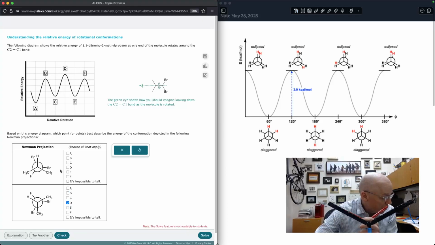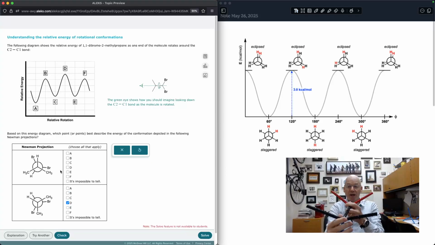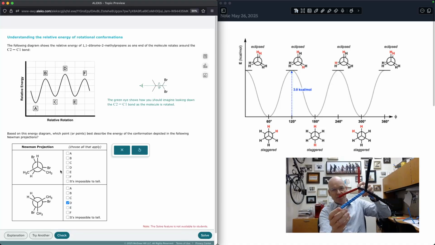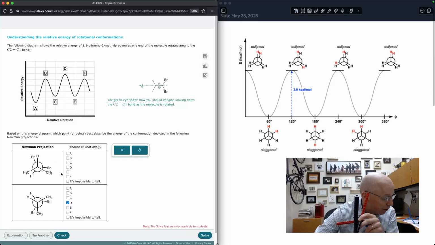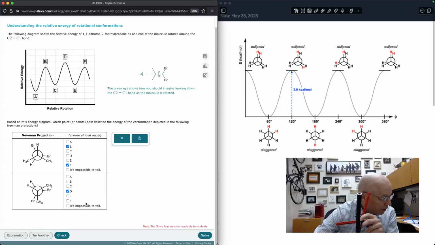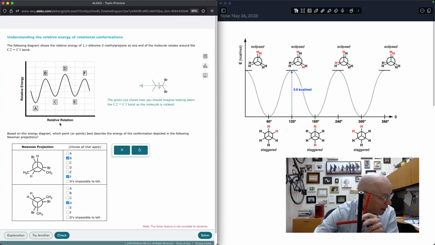Okay, but now if they're eclipsed, but one of the bromines is eclipsed with a hydrogen, then it's going to be B or F. B or F. Right? And that's it. Okay. Because I'm only asked about these 2 conformations here. I don't care about these other things. Check. And that should be good.